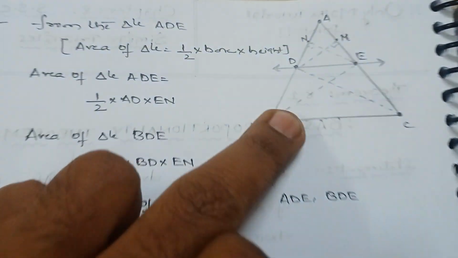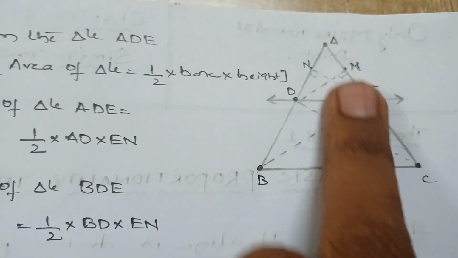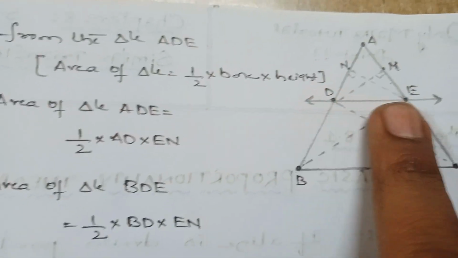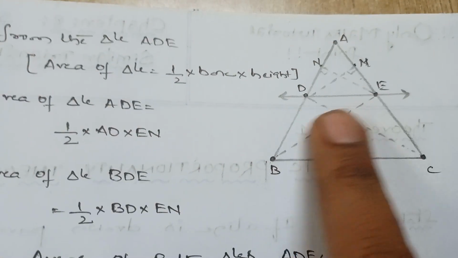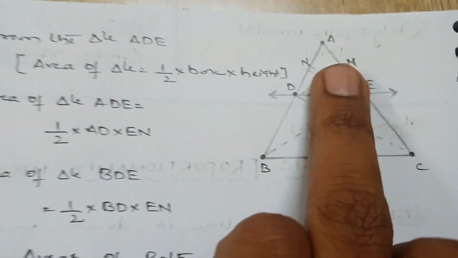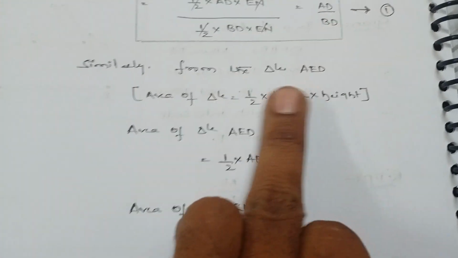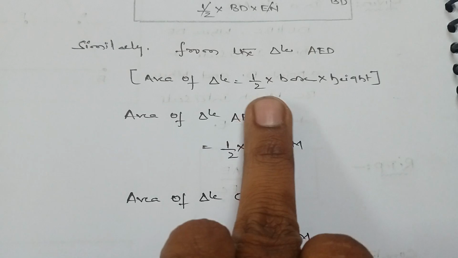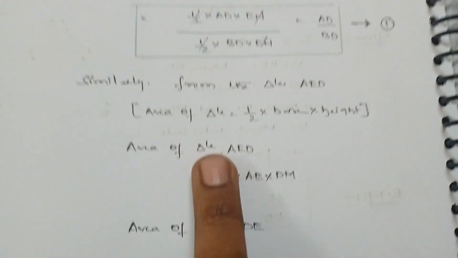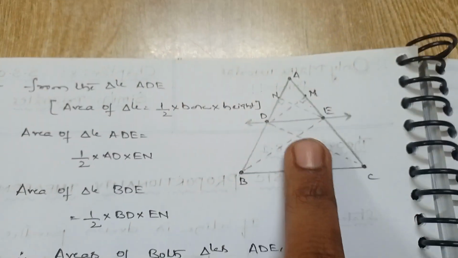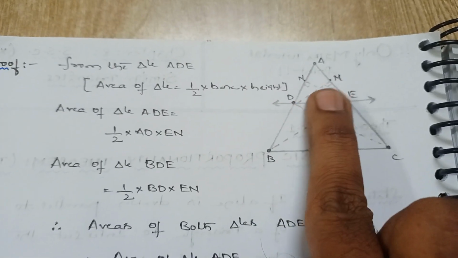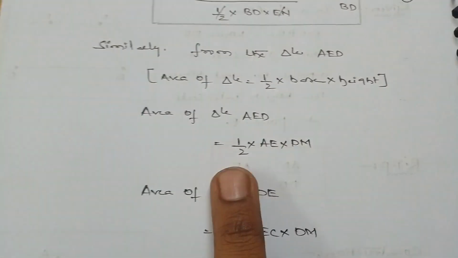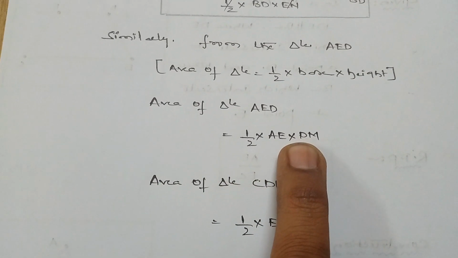Now coming to the second side, from the triangle AED and one more triangle ECD. First coming to AED, the area of a triangle is nothing but half into base into height, right? What is the base here? In AED, the base is AE and the height is DM, that I mentioned here. Half into base AE, height DM.